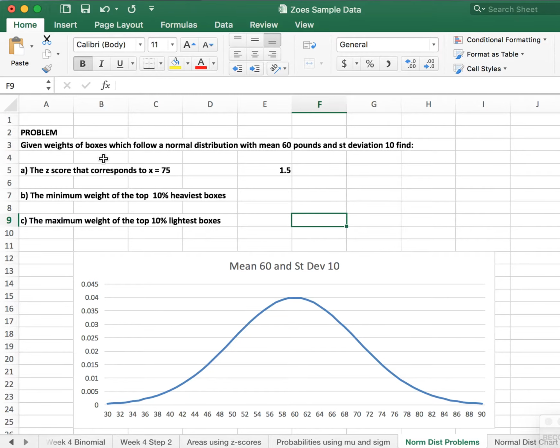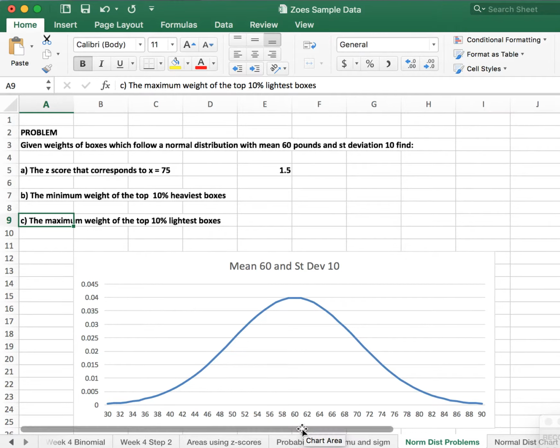So here I'm given a normal distribution of weights of boxes, and the mean is 60 and the standard deviation is 10. Here I want to find, let's look at part C, the weight that corresponds to the top 10% lightest boxes. Okay, so what does this mean? This is the maximum weight. So here I have created my normal distribution of these weights. 60 is in the middle because this is the mean. The lightest boxes are here to the left.